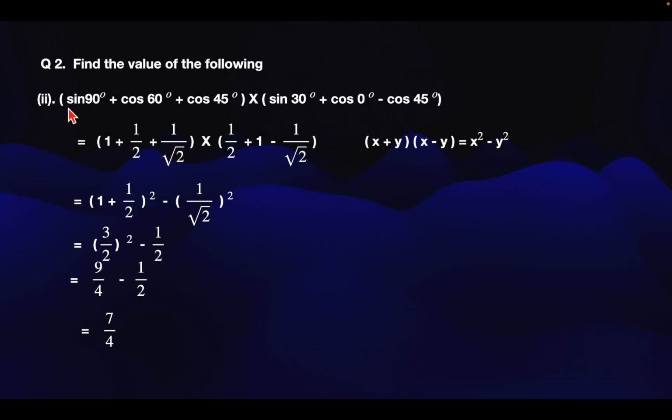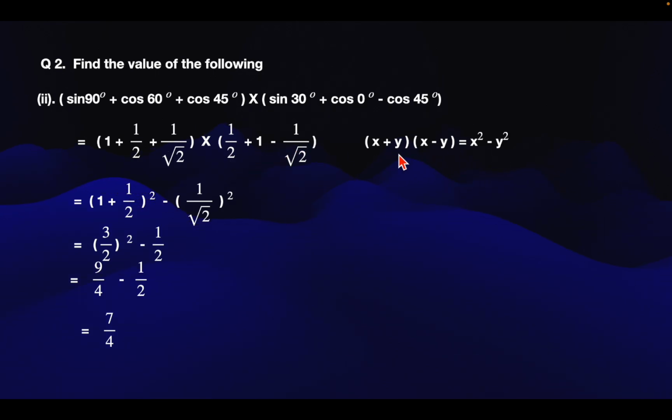Okay, next sum is sin 90 plus cos 60 plus cos 45 into sin 30 plus cos 0 minus cos 45. Okay, so here write down the values as usual. So here it is 1, cos 60 is 1 upon 2, cos 45 is 1 upon root 2, multiplication sign, keep it as it is, put the bracket, sin 30 is 1 upon 2, cos 0 is 1, minus 1 upon root 2. Okay, if you see the expression closely, it is in this form.